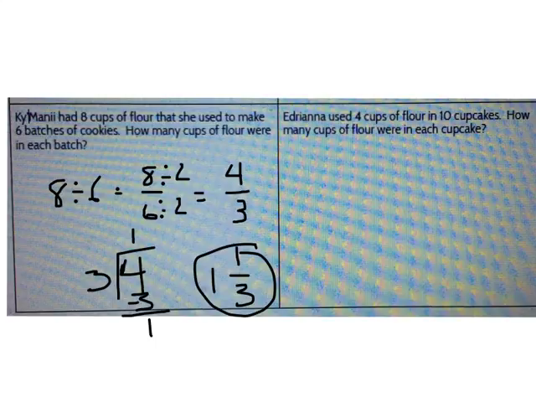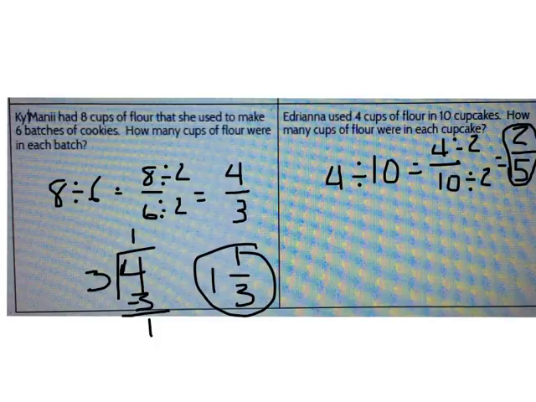Let's look at another one. Adriana used 4 cups of flour in 10 cupcakes. How many cups of flour were in each cupcake? Go ahead and answer that problem now. 2/5 cups of flour were in each cupcake. 4 cups of flour are being split across 10 cupcakes. That means that it's 4 divided by 10. 4 divided by 10 can be written as 4/10. When I simplify, I get 2/5.